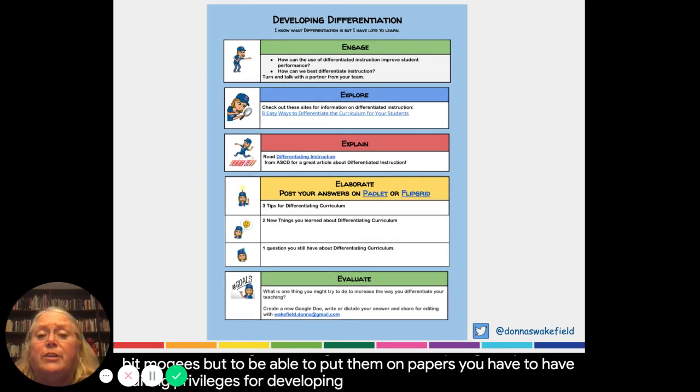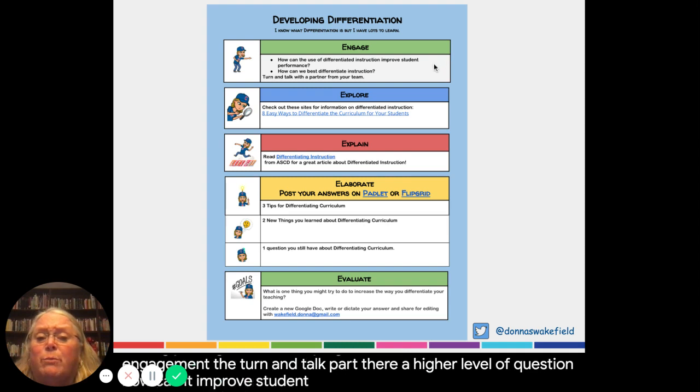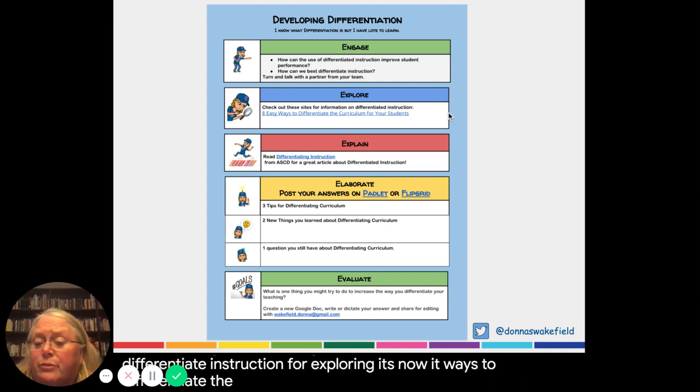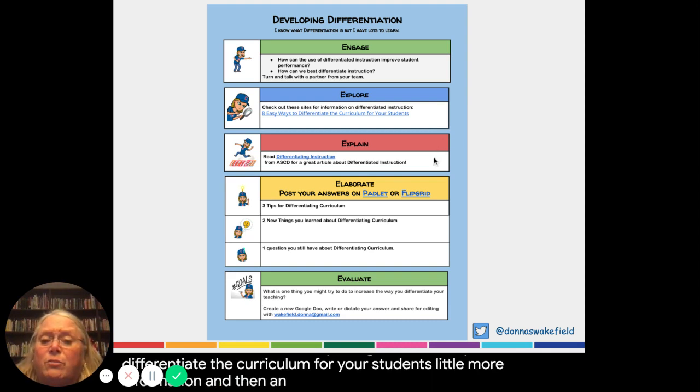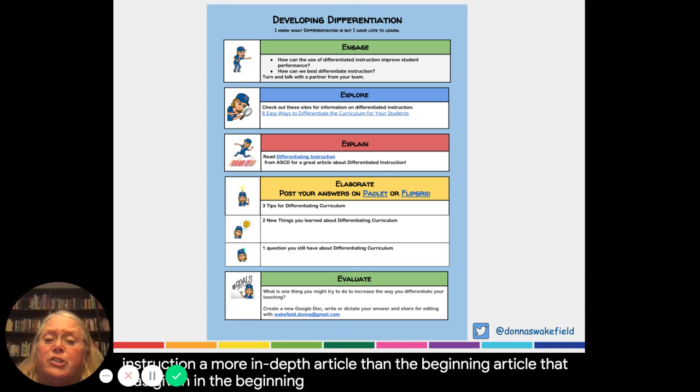For developing differentiation, for the engagement, the turn and talk part, they're a higher level of question. How can it improve student performance? How can we best differentiate instruction? For exploring, it's now 8 ways to differentiate the curriculum for your students. A little more information. And then an article from ASCD about differentiated instruction, a more in-depth article than the beginning article that was given in the beginning differentiation hyperdoc.